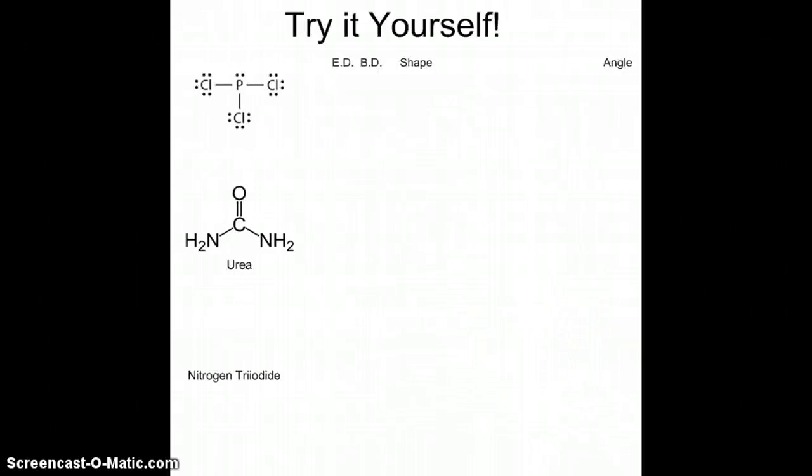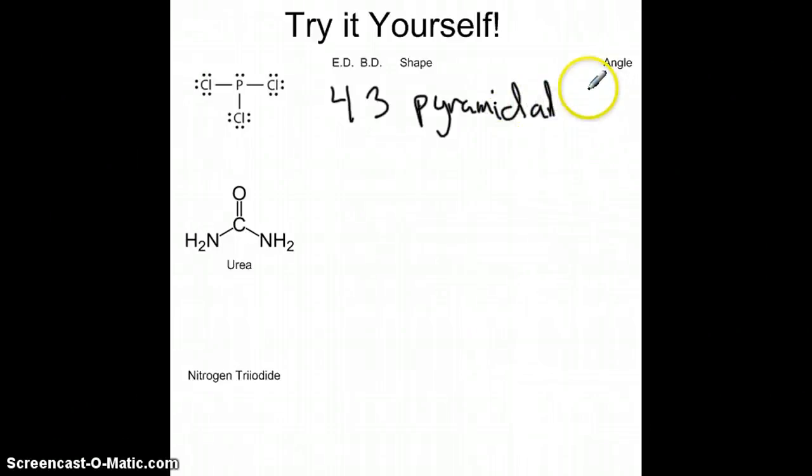Okay, so now try it yourself. Pause the video and see if you can determine these shapes. So I assume that you paused the video. When you pause the video, here we're going to have, so 4 and 3, the shape is pyramidal. And the bond angle of this is 107.